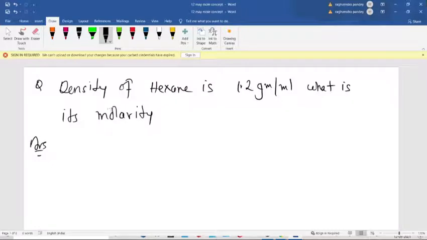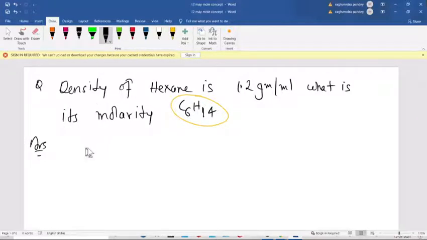Yeah. CnH2n+2. So hexane is your C6H14. That is there in the 10th class. Is that there? Organic chemistry, yes. This is your hexane. So let's solve it.